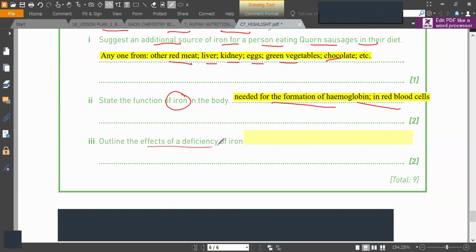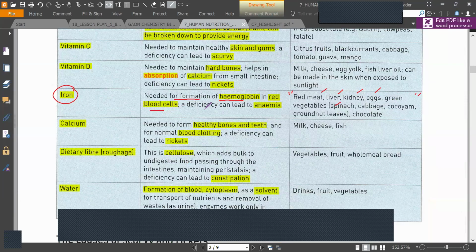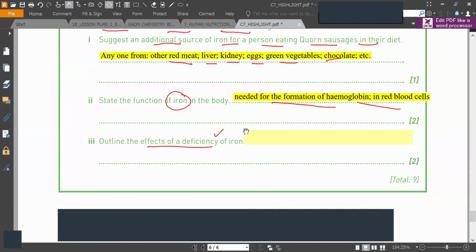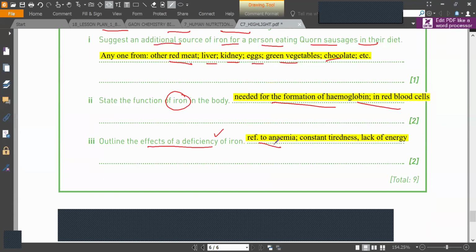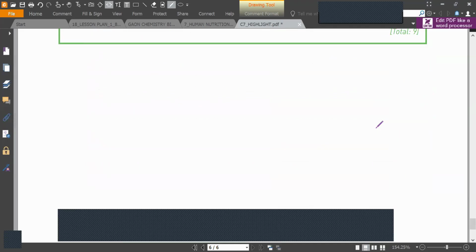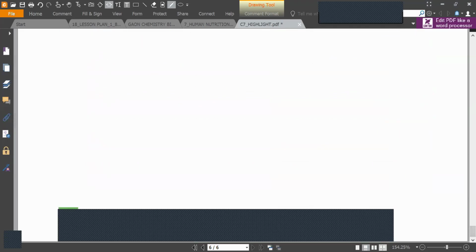Outline the effects of deficiency of iron. We know that if we lack iron, it can lead to anemia, which causes tiredness and lack of energy, because we cannot get enough oxygen, so we cannot produce enough energy. Okay, so this is done.